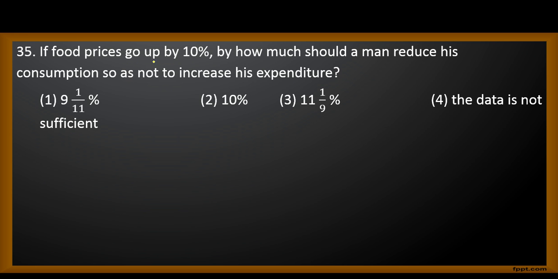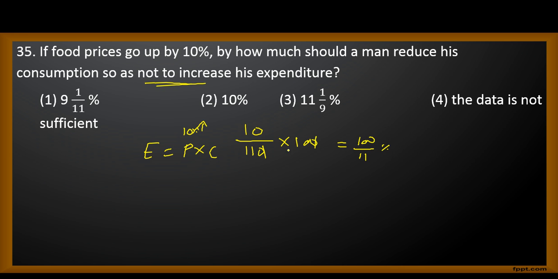If food prices go up by 10%, by how much should a man reduce the consumption so as not to increase his expenditure? So I have to keep expenditure constant. Expenditure is nothing but price into consumption. Price is increased by 10%. So the consumption must be reduced by 10 by 110 into 100. 0 and 0 will get cancelled. This is nothing but 100 by 11%, which is nothing but 9 1 by 11%. Simply the answer is option 1.